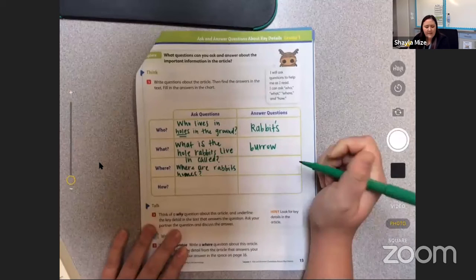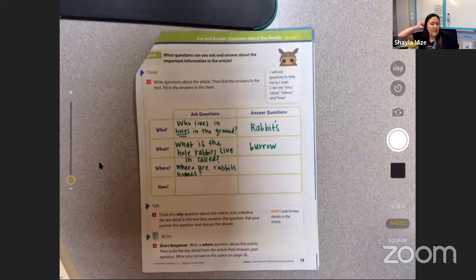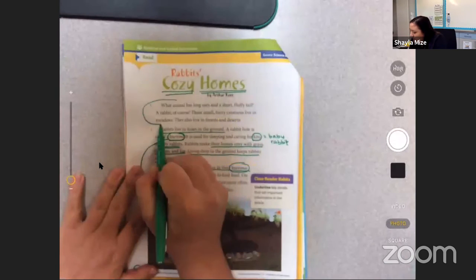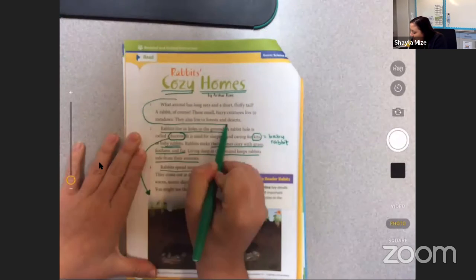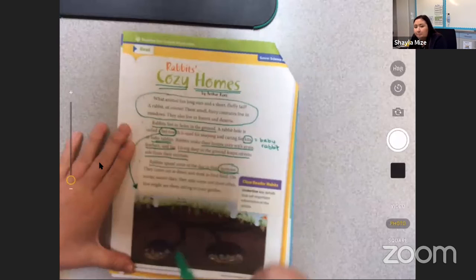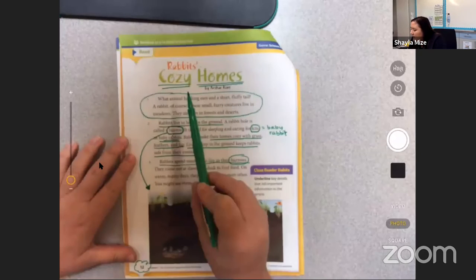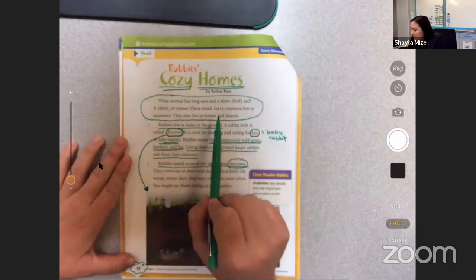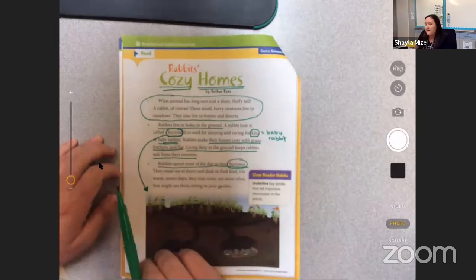Okay, and where do rabbits live? We know they live in a hole in the ground, but I believe it's in paragraph 1. So go look at your paragraph 1. Where do they live? Type in the chat where you think they live. It's in paragraph 1. I'm going to read it to you. What animals have long ears and a short fluffy tail? A rabbit, of course. These small furry creatures live in meadows. They also live in forests and deserts.